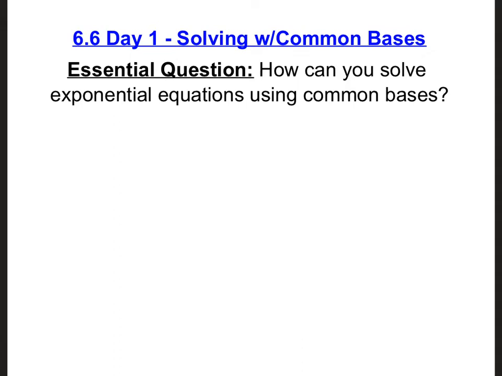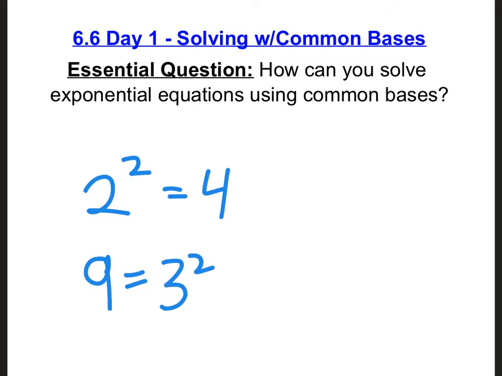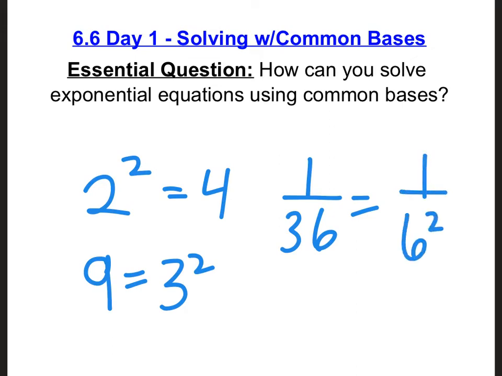When we're talking about bases, we're talking about like the big number. So if I have 2 squared, that's 4. Or if I have 9, I can rewrite that as 3 squared. Or if I had like 1 over 36, that would be the same as 1 over 6 squared. And remember, if you want to move your exponent to the top, you make it negative. So we'd have 6 to the power of negative 2. That would be the same as 1 over 36.